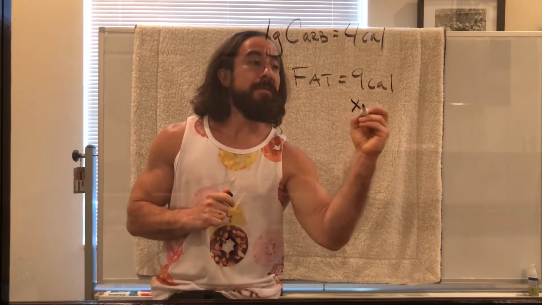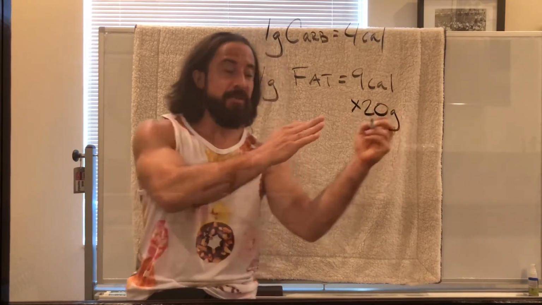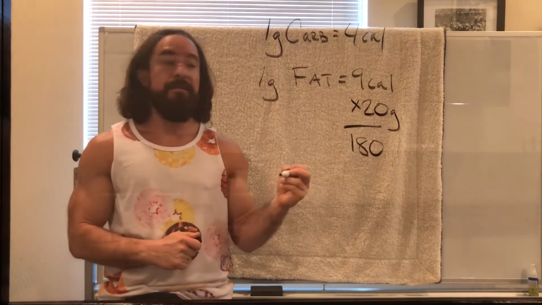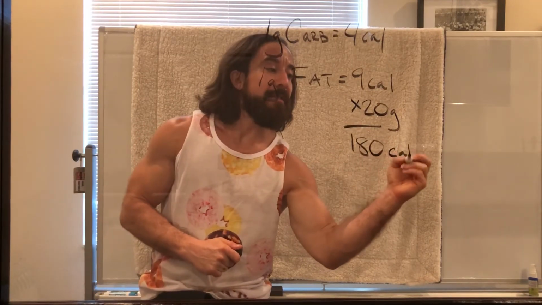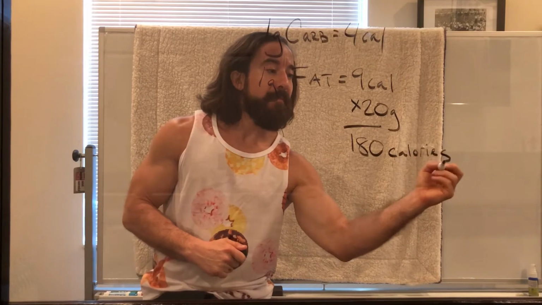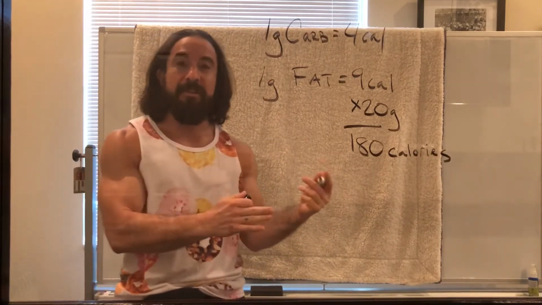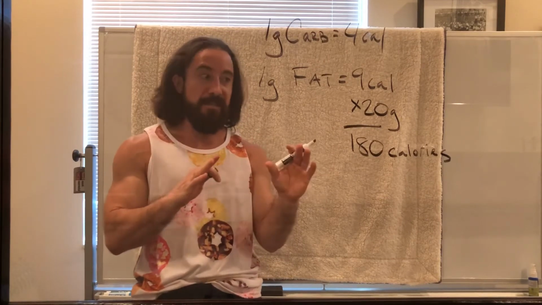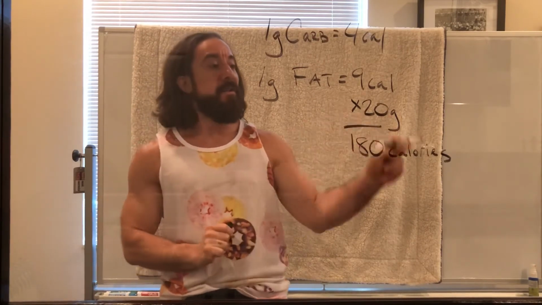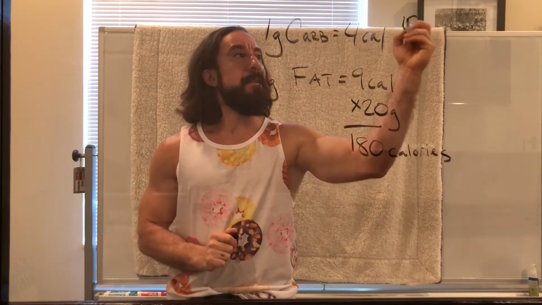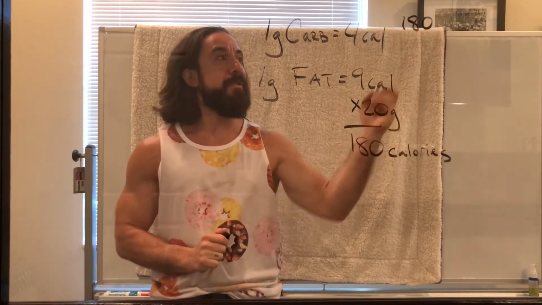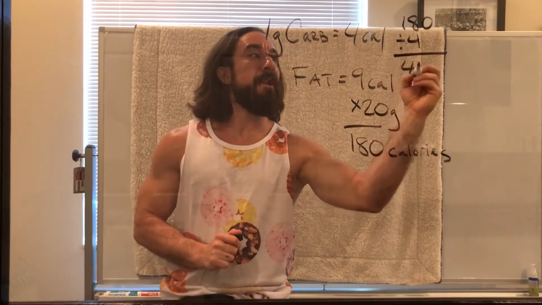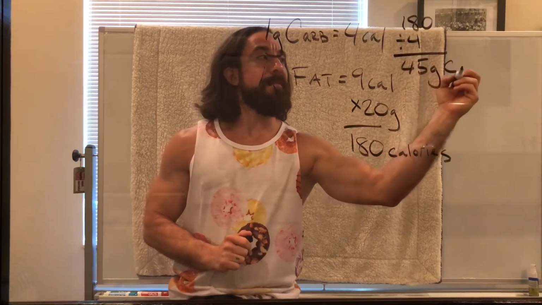We know that we can multiply this times 9, since we've had 20 grams, and that gives us a caloric value of 180 calories. So we've gone 180 calories over, assuming we hit our daily caloric and macro needs for that day. Now, we can then go up here and say, well, we're 180 calories over, divide that by 4, which would give us 45 grams of carbs.